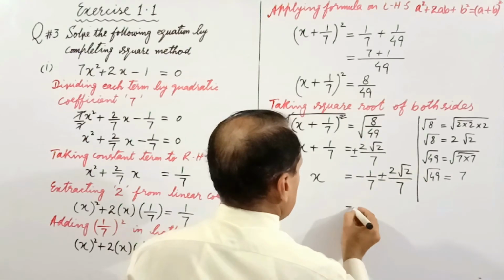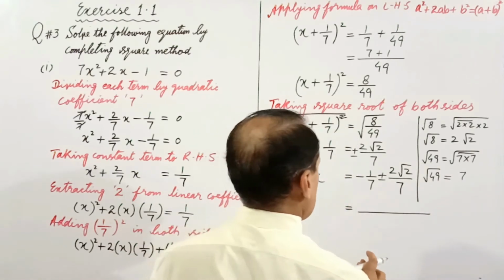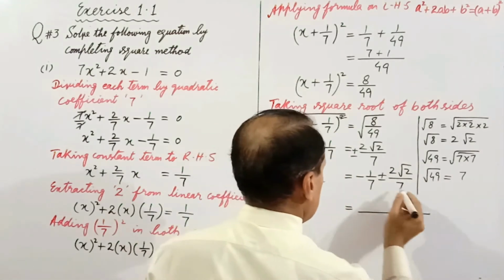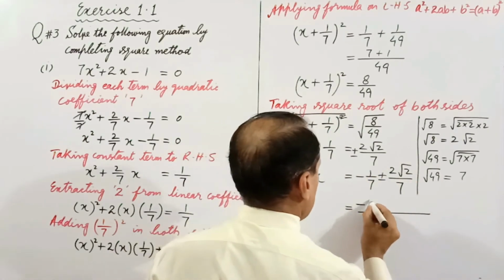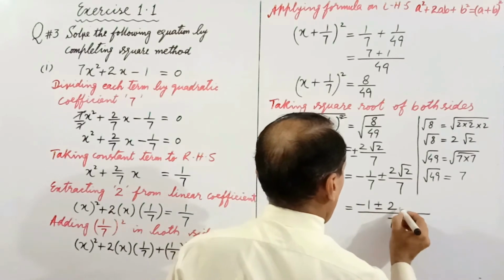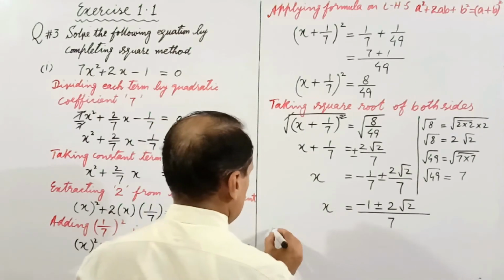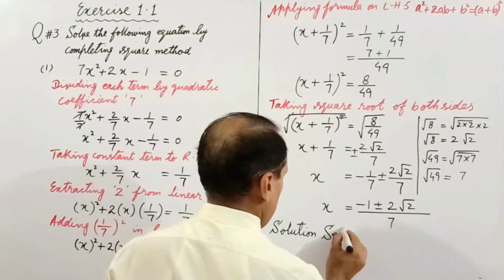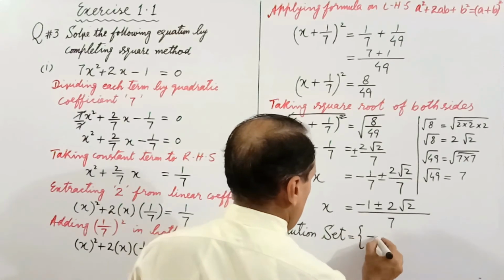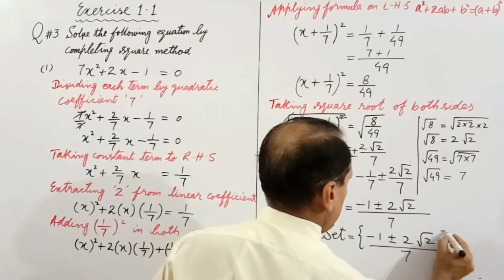Now we take the LCM of the right hand side. As the denominators are the same, we use the simple standard procedure of taking the common denominator, and the numerator is written as it is: minus 1 plus minus 2 under root 2. And hence the solution set is minus 1 plus minus 2 under root 2 over 7.